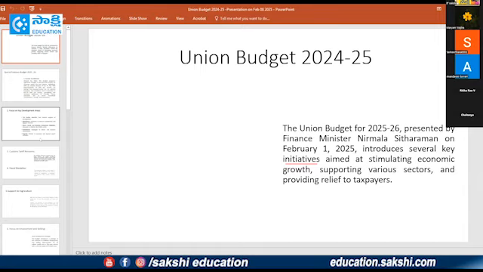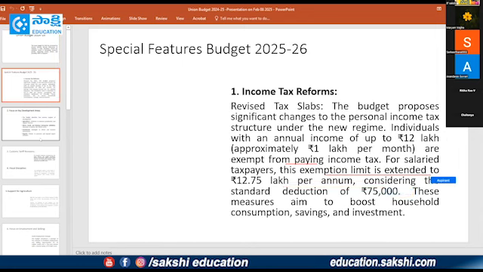About the other aspects, like stimulating economic growth, supporting various sectors, and providing relief to taxpayers. That's why this budget is more and more inclusive, as well as the people's budget, we can say that. Income tax reform, because I'm going to cover the economic perspective of the budget.